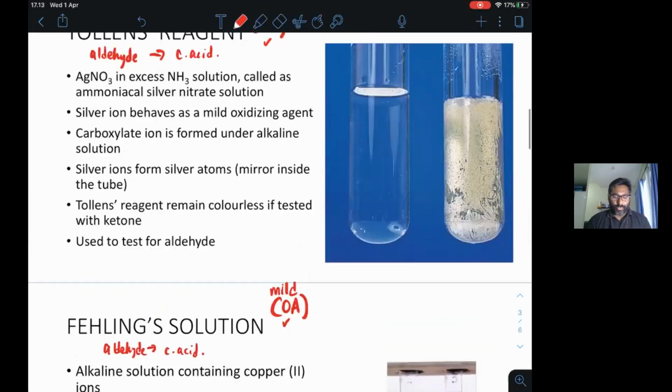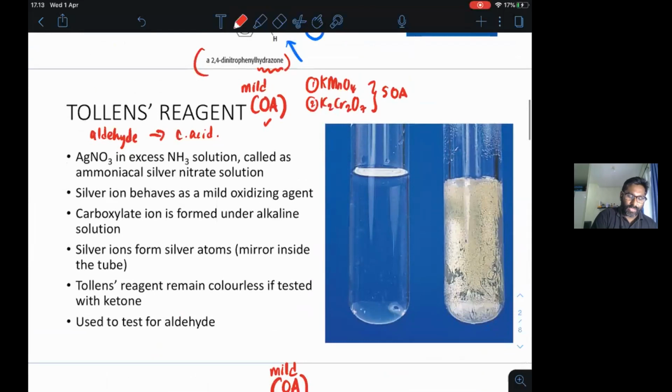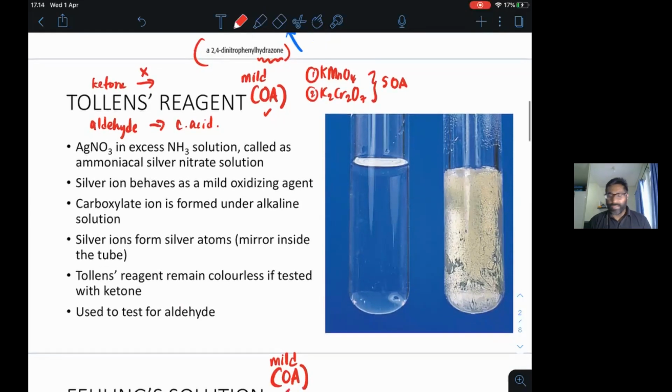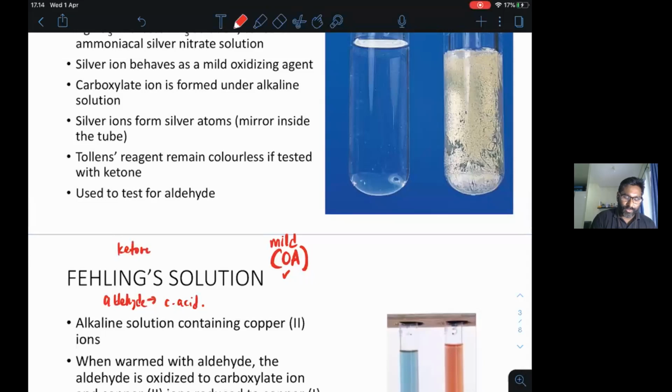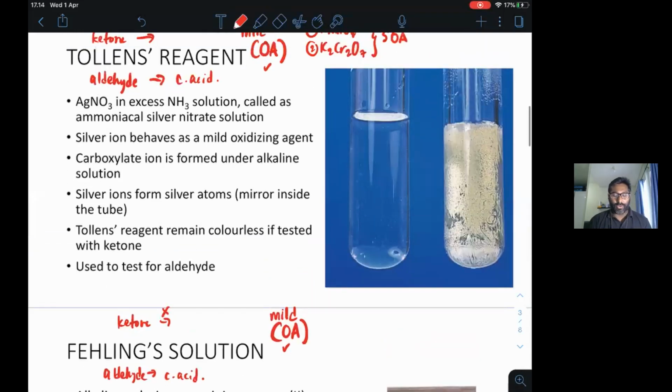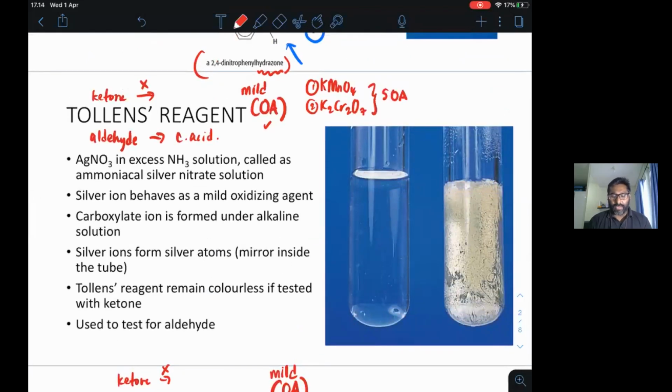Now, take note, ketone. Do they get oxidized? They do not get oxidized. So ketones do not get oxidized. So for both reactions, involving Fehling's solution and Tollens' reagent, ketone will give you a negative result.